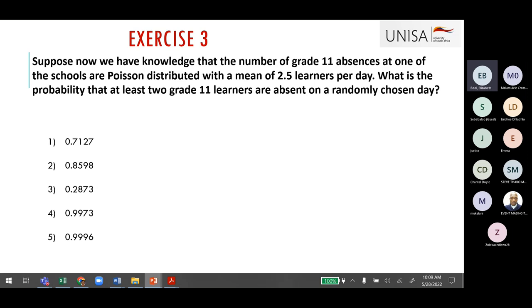Suppose we have knowledge that the number of grade 11 absences at one of the schools is Poisson distributed with the mean of 2.5. What is the probability that at least 2 grade 11 learners are absent on a given day? So we can state what we are given. We need to find the probability that X is greater than, I don't know why I highlighted 11, greater than or equal, right? At least means more than or equal.